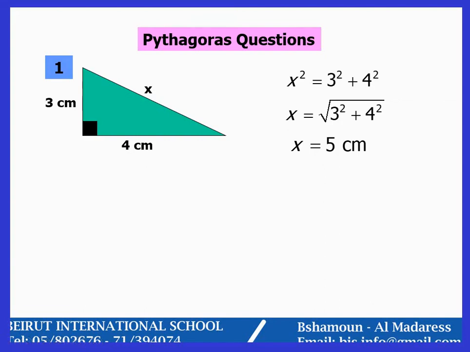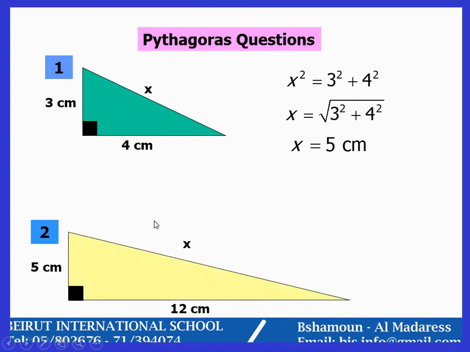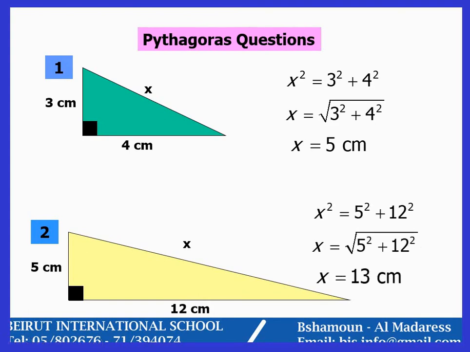So by applying the Pythagorean theorem, you can calculate the length of the hypotenuse, knowing that the triangle is right and knowing the length of the two sides of the right triangle. You can try yourself this triangle. It is a right triangle of sides 5 centimeter and 12 centimeter, and you can find the length of the hypotenuse x the same way. So x will be 13 centimeter.